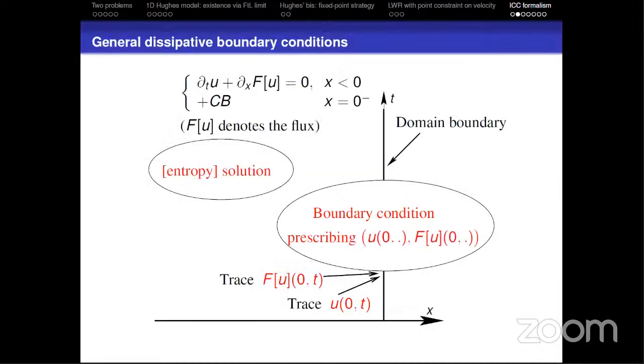Justification within the formalism of interface coupling conditions. So to start with, I show you a problem posed in a half space, the left half space, which can be a scalar conservation law, but you can also add here a viscosity. So capital F can depend on u and also on the gradient of u. And here you take your notion of solution, and on the boundary, you look at the trace of the flux and the trace of u, which are t-dependent functions. And for every t locally, you prescribe some relation between the two.